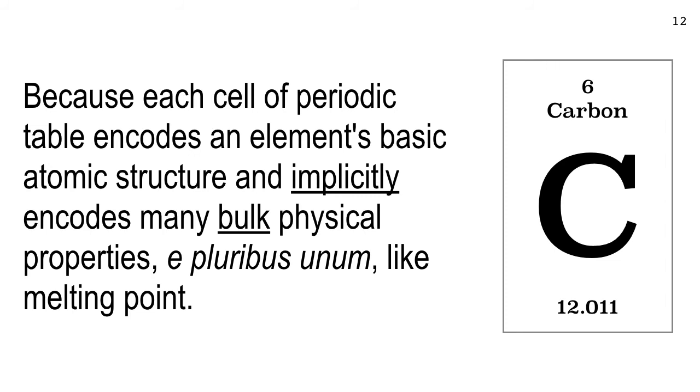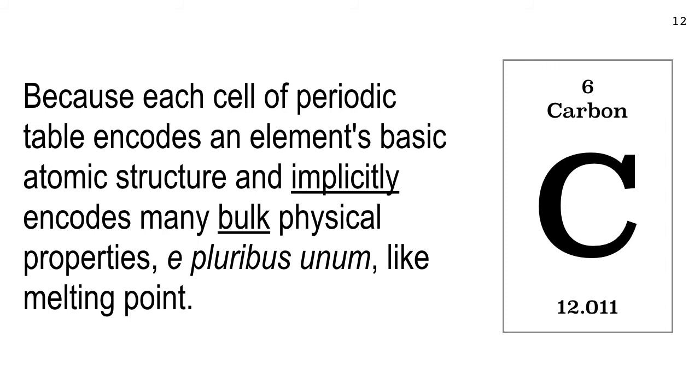What is the 6 and the 12.011? The 6 is the atomic number. It tells you the number of protons in the nucleus, the number of electrons in the neutral atom. The 12.011 tells you the average mass of the carbon atom, and because it's in atomic mass units, it tells you how many things are in the nucleus, 12. Since you know 6 of them are protons, the other 6 have to be neutrons. So it encodes the structure.